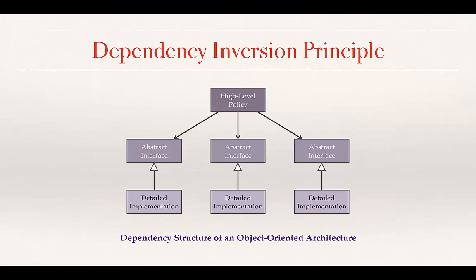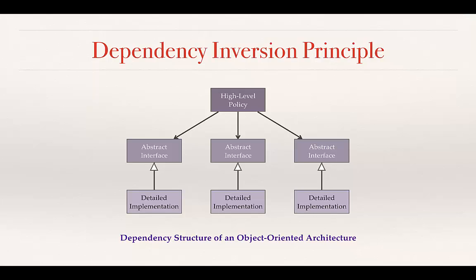Here's an object-oriented architecture that conforms to the dependency inversion principle. The high-level module depends on other modules, but it only depends on their abstract behavior. If we needed to change the implementation for one of those modules, we could do so without affecting the high-level module, as long as our new implementation satisfies the behavioral abstraction we originally created.